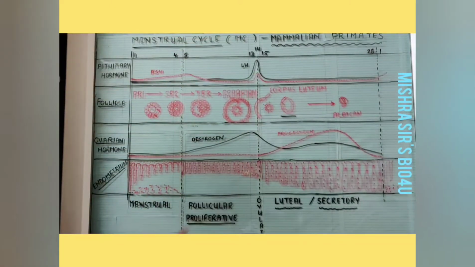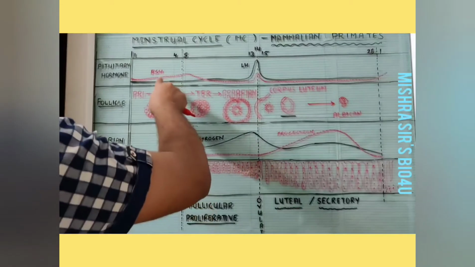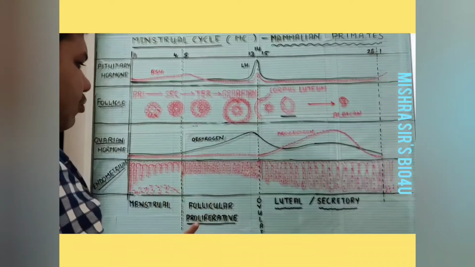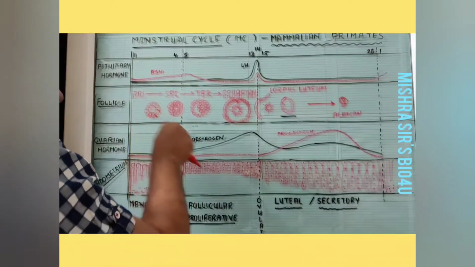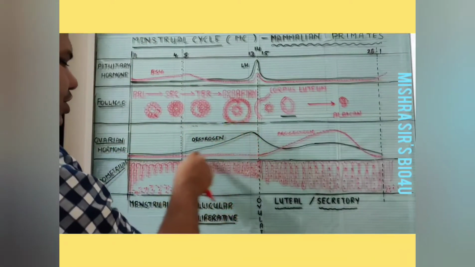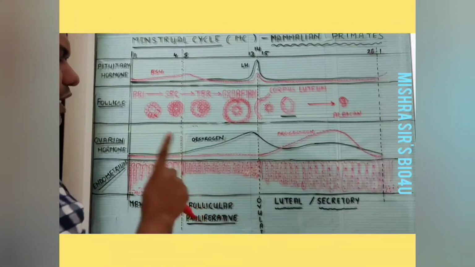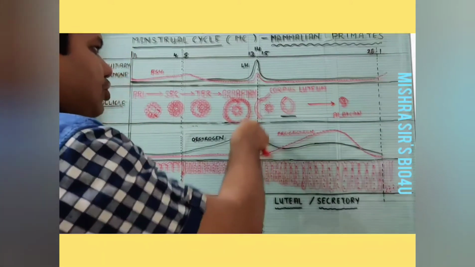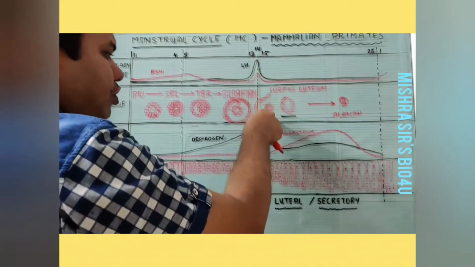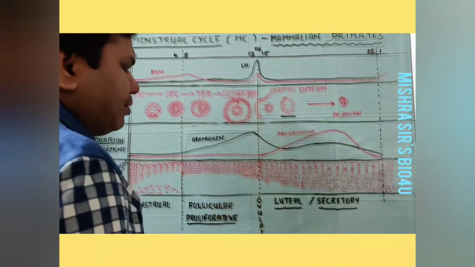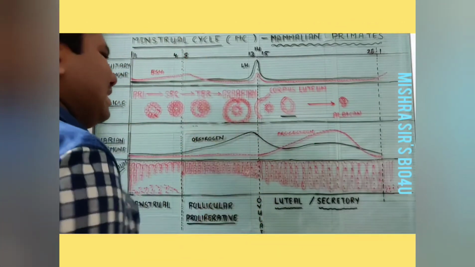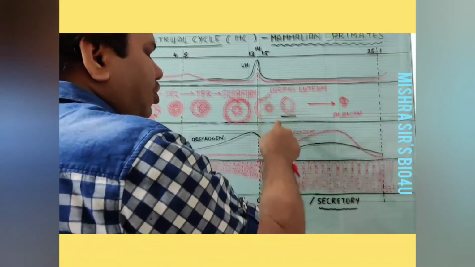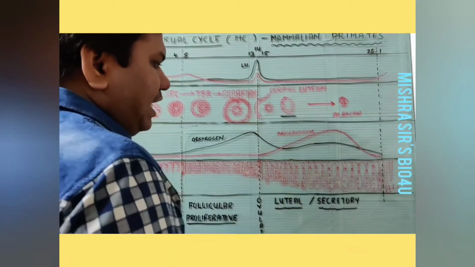Now come to 5 to 13 days. 5 to 13 days, increased level of FSH causes developing of follicle. 10 to 15 follicles start developing in ovary. Developing follicle produces estrogen. Increased level of estrogen causes repairing of endometrium and bleeding stops. 14th day ovulatory phase. High level of estrogen stimulate the release of LH. LH causes ovulation and formation of corpus luteum. Remaining developing follicle degenerate.